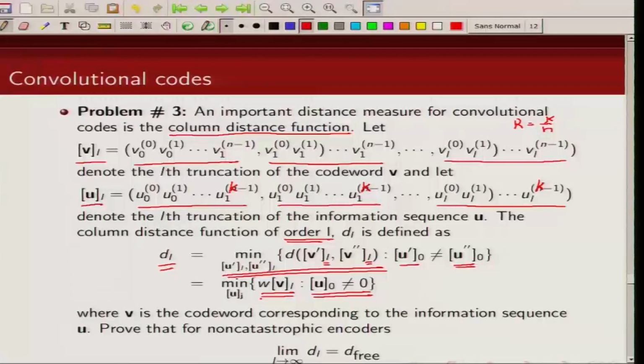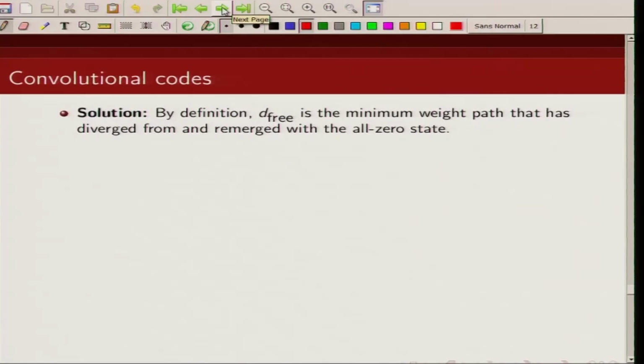Now, the thing that you have been asked to prove here is: show that as L goes to infinity, this column distance function tends towards the free distance of the convolutional code. In fact, after 3 or 4 constraint lengths, you will see the distance reaches d free and then it remains there. So, by definition, what is the free distance of a convolutional code?